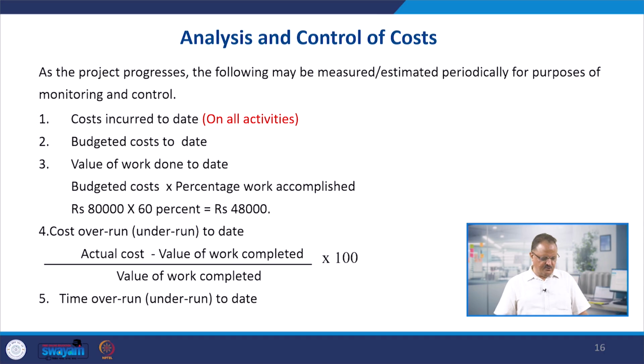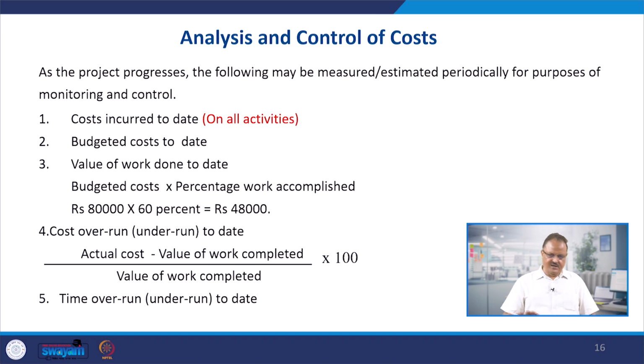So, that is the first requirement. Number 2, what is the budgeted cost till that particular point of time when we are starting the analysis? Normally, when we go for the analysis and control of the cost by using the network cost system, we start working at a level when the project is almost half done or part of the project is done, so that we can know the progress part. That is why it is written here, cost incurred till date on all the activities.